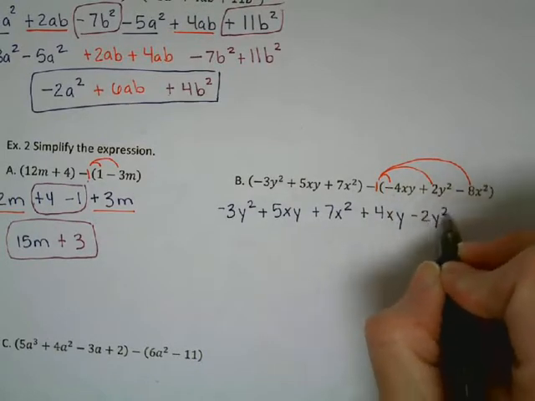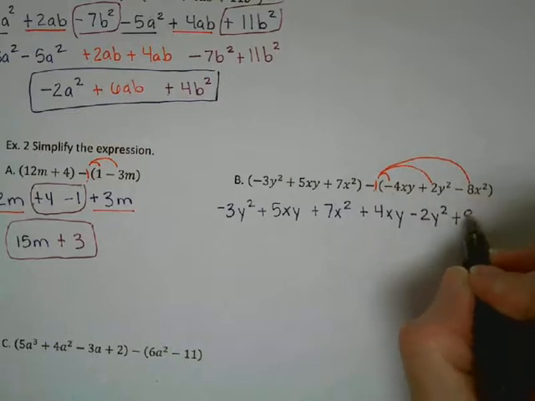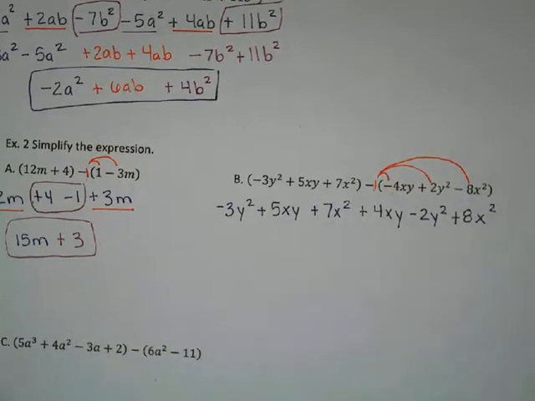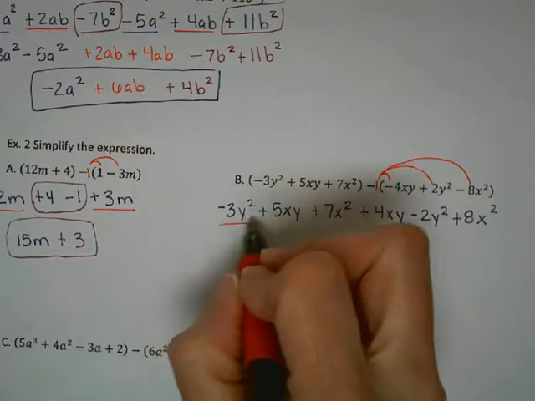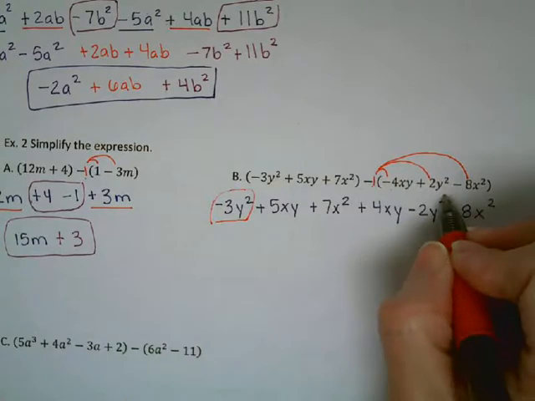Negative 1 times negative 8 is positive 8x squared. Now again, there's a lot in this one, so I think I'm going to group them together, try and write them side by side. Doesn't matter which one you start with, so I'm just going to do this one. And remember, you always keep the sign that's in front of it. So that y squared should go with this y squared.